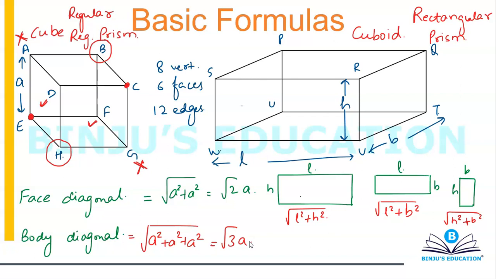Now when you come to a cuboid, then the body diagonal will become under root of L square plus B square plus H square. Exactly the same concept. It's 3 dimensional, so use the Pythagoras theorem for 3 dimensions. Now interestingly, this body diagonal is basically the longest dimension that you can have inside a cube or a cuboid.